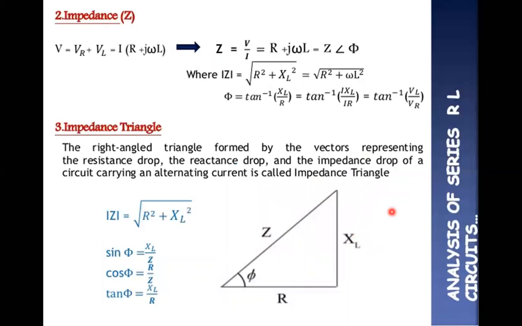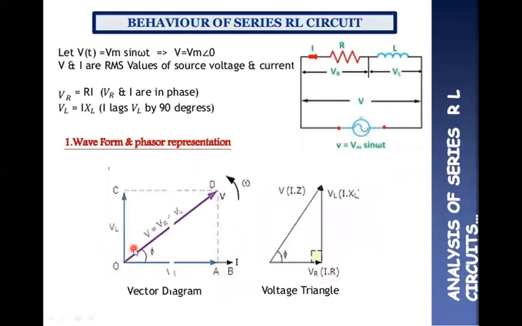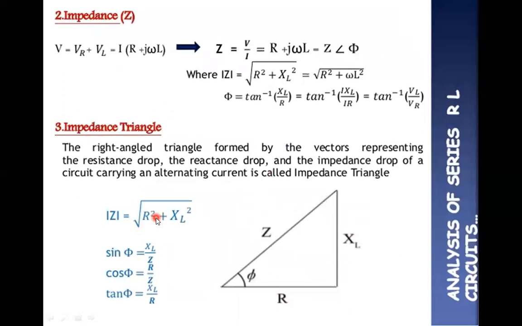So what is impedance here? The impedance is nothing but, as we have seen from the phasor diagram, according to vector addition, V is equal to VR plus VL. So if you substitute the values of voltage, VR is IR and VL is equal to I j omega L, so we can get the value of impedance.